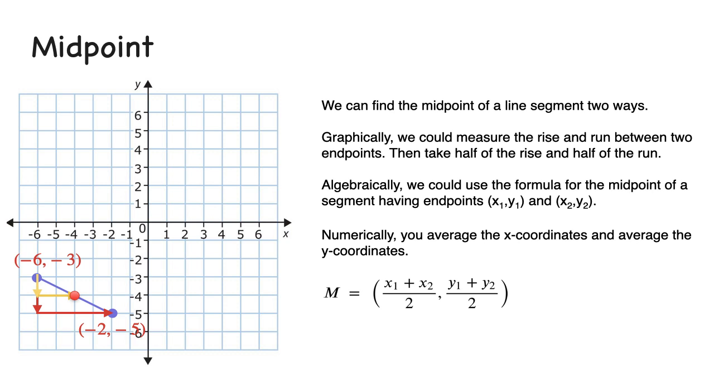So the average of the 2 x coordinates would be -4. The average of the y coordinates is also -4. Coordinates of the midpoint are -4, -4.